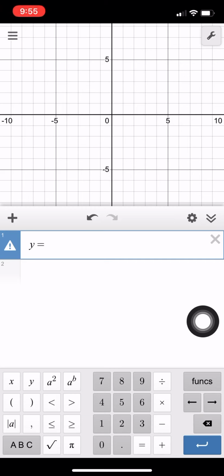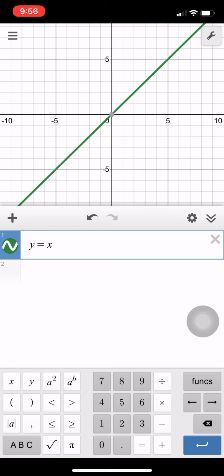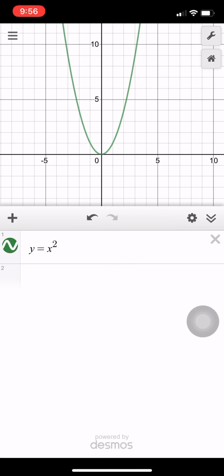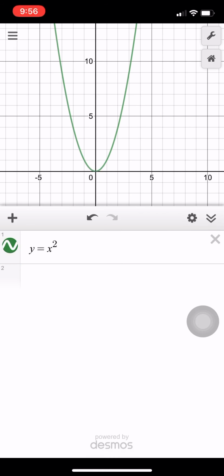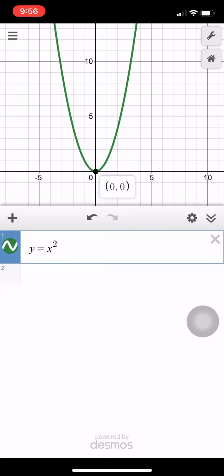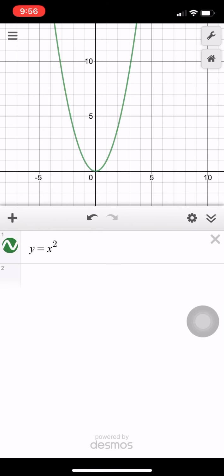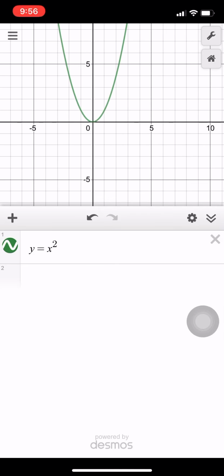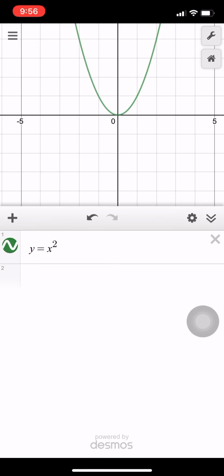So I have y equals, I'm going to put an x, and then this squared symbol that you see over here, that's what you use to put the exponent of 2, right next to the x. So I put in y equals x squared. You can see up here, I can move around the graph with one hand, I can click on some points, and I can zoom in and out, just like I would on a picture on my phone.